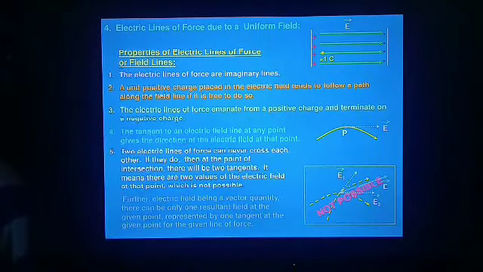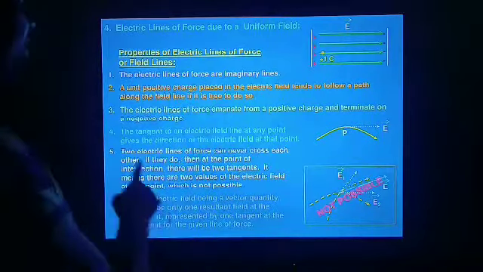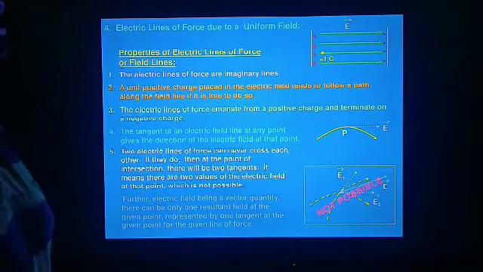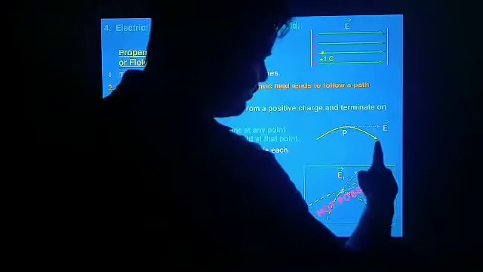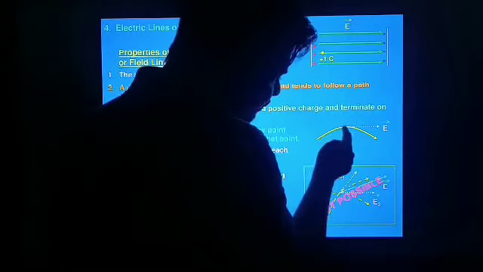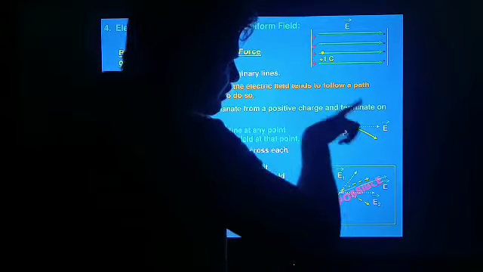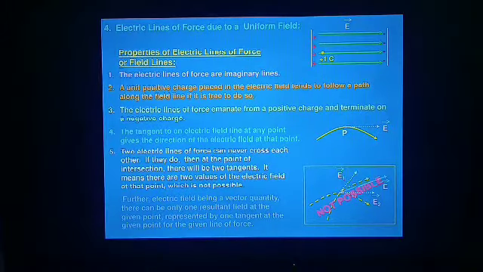Fourth point, the tangent to an electric field line at any point gives the direction of electric field at that point. This is the electric field line. If we draw the tangent, this is the direction of electric field at this point. If we are drawing the tangent here, the direction of electric field will be this. Important, these two points are important.